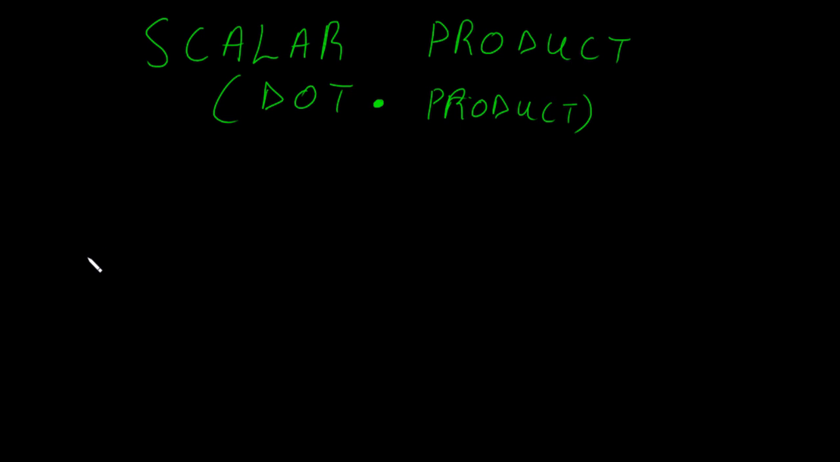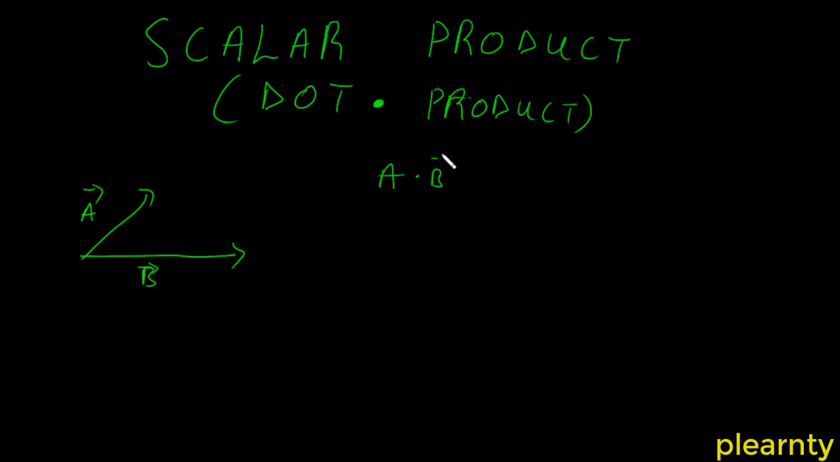You have two vectors A and B. To find the scalar product of these two vectors, which is A dot B, what you are going to do is, after drawing these two vectors tail to tail, there's an angle called phi. The angle is always between 0 and 180.